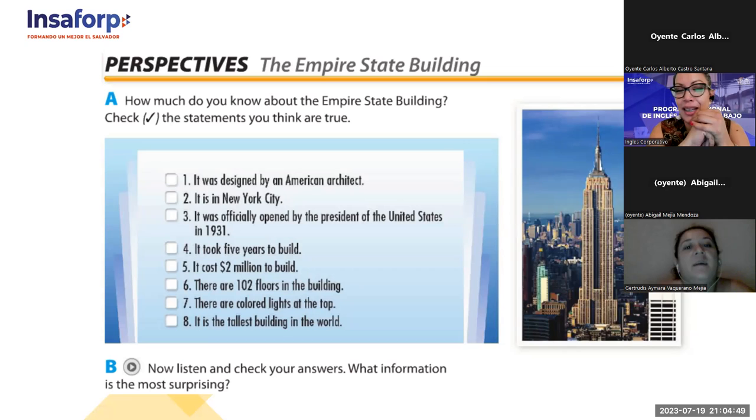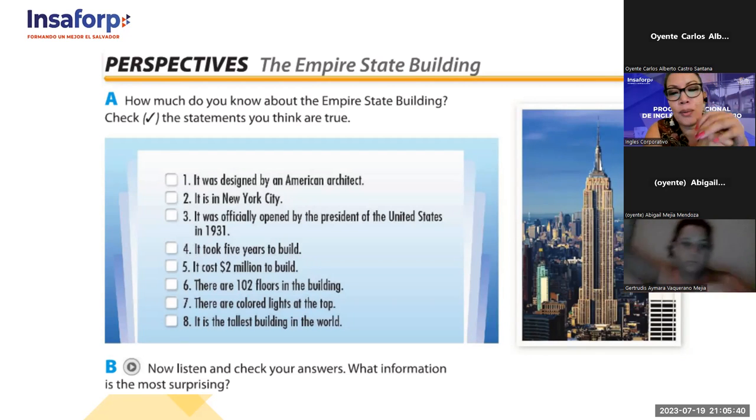Okay, let's continue. The Empire State Building. How much do you know about the Empire State Building? It's in USA, New York. What else do you know? It's a very big building. It's very tall. The tallest building in the world. It was designed by an American architect. I don't know. It's in New York.